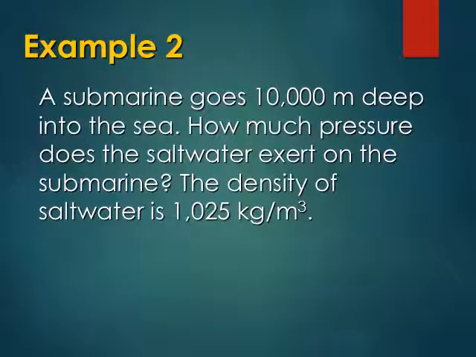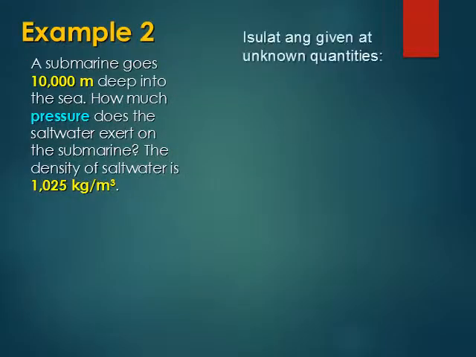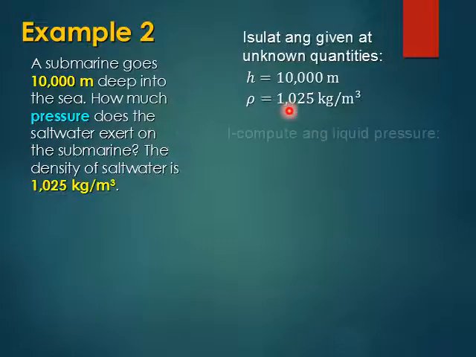Okay, another example. A submarine goes 10,000 meters deep into the sea. How much pressure does the salt water exert on the submarine? The density of salt water is 1,025 kilograms per cubic meter. In this case, let's list all the given and unknown quantities. You have the depth of the liquid column, which is 10,000 meters. Then you have the density of salt water, which is 1,025 kilograms per cubic meter. And you have to compute for the liquid pressure.